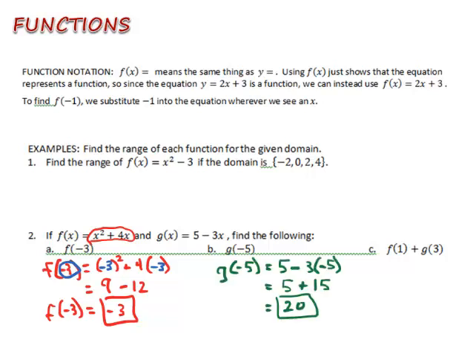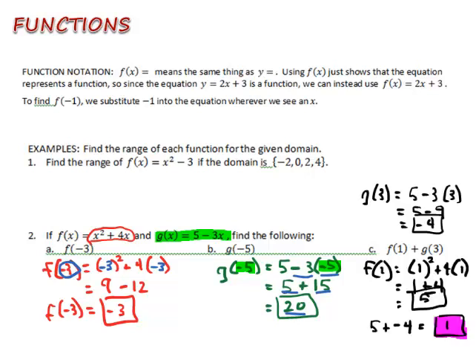Okay, as you can see with problem B, that g of negative 5, I plug in negative 5 where the x was in the g of x function, so negative 5 there. And then I'm just going to go through and do my work. Negative 3 times negative 5 makes positive 15, and then I have to add 5 to that, and I get 20.